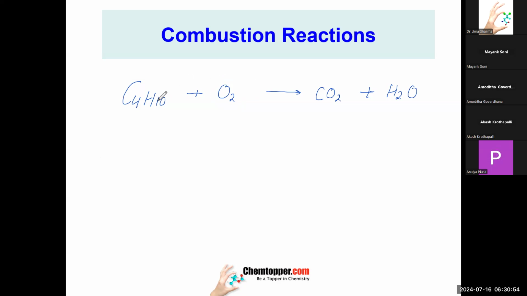Why are you taking so much time? Balance your carbon, balance your hydrogen, check your oxygen, put 13 over 2 here, get rid of this 2. We did all these things earlier. So 2, 8, 10. Yes. Very good. Mayank, Ananya, very good. Perfect answer. So I'm skipping this combustion reaction.